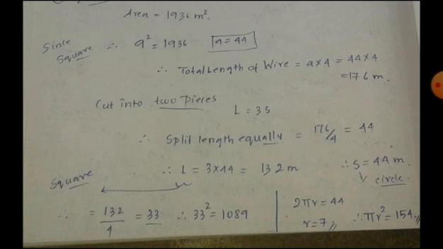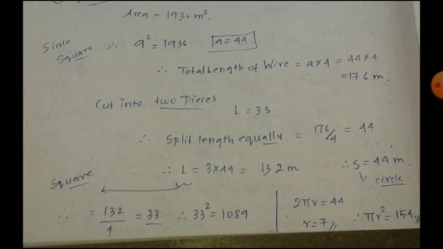The longer piece is bent into a square. Therefore, the area of the square, we know the formula is a square. Before that we should know the length of one side. Therefore, dividing 132 equally by 4, we are getting 33. Therefore, 33 square is equal to 1089, which is the area of the square.